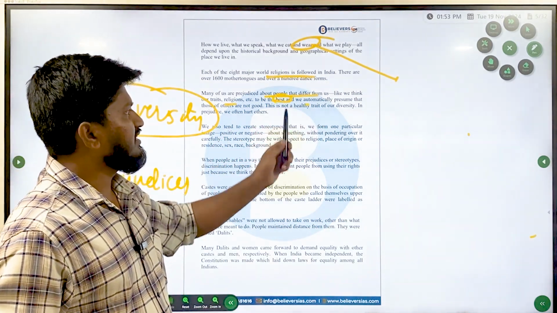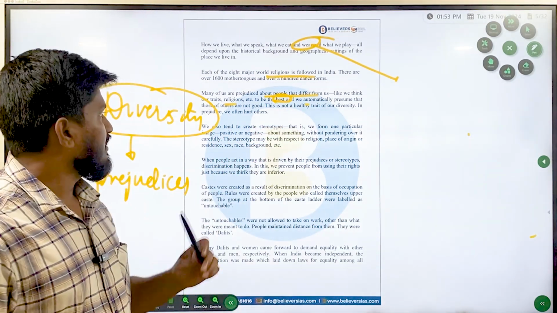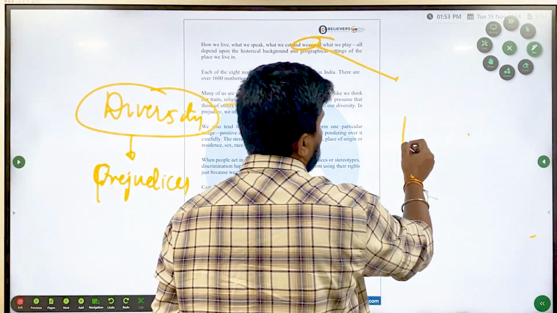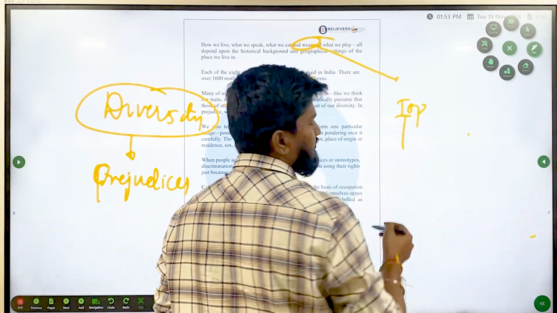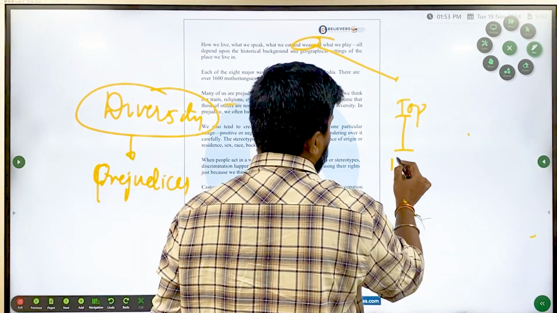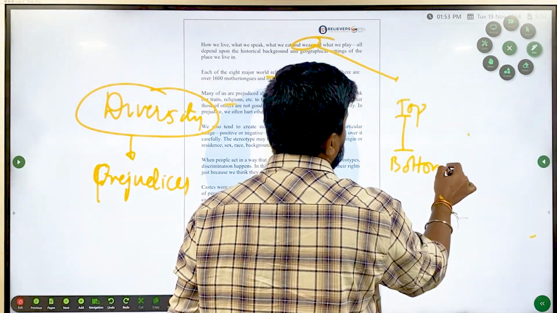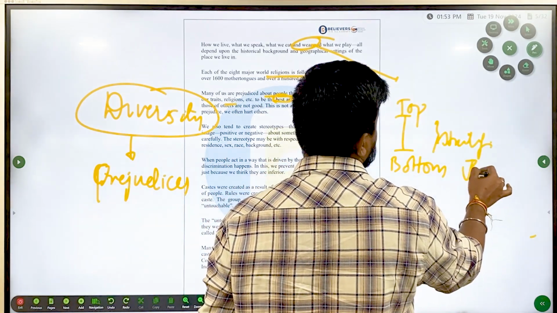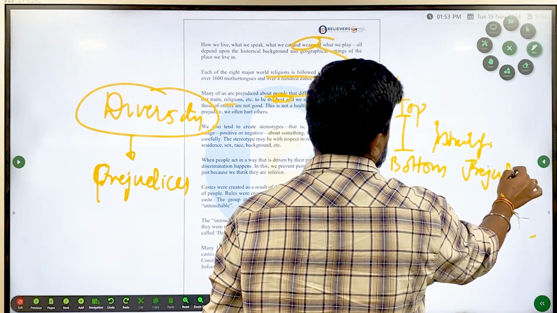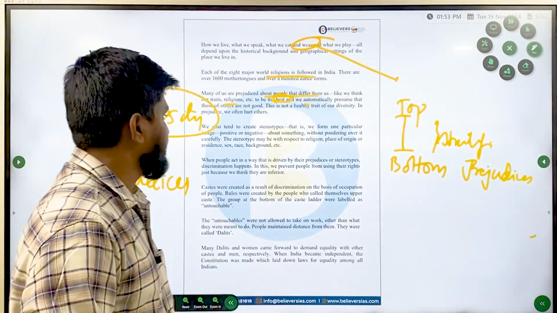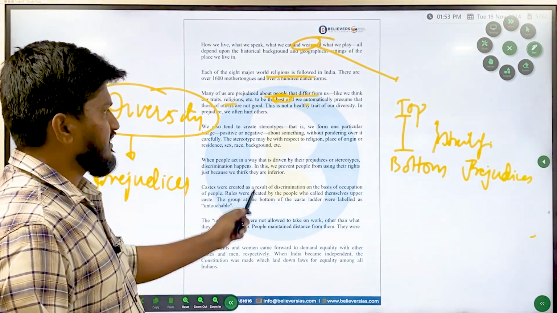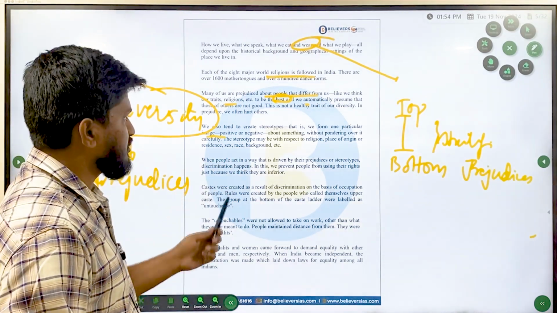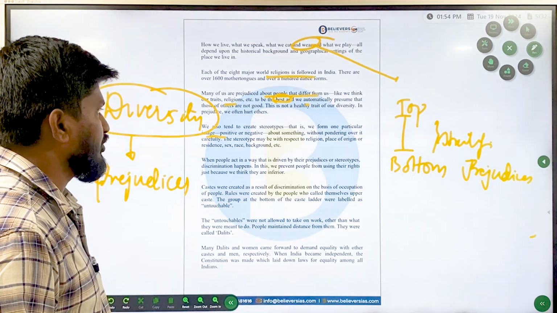We feel that ours is the best, and we automatically presume that others are not good. So we try to keep ourselves at the top, and we put others who are different from us at the bottom. This is how stratification is created, and this is how prejudice is created. We also tend to create stereotypes, that is, we form one particular fixed image of an individual or a community, either positive or negative, without pondering over it carefully.